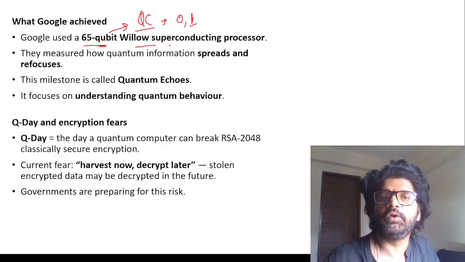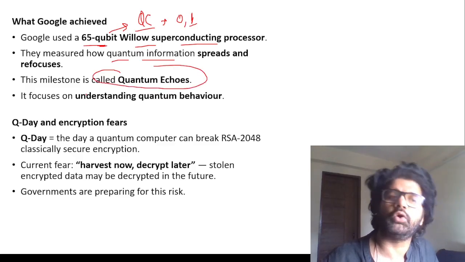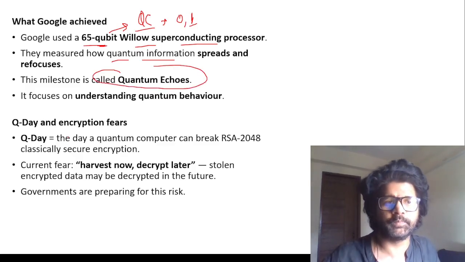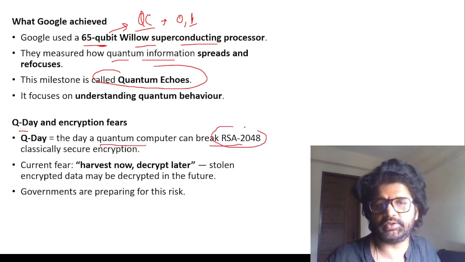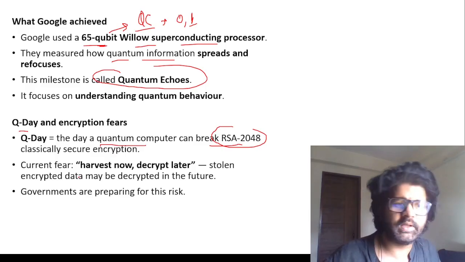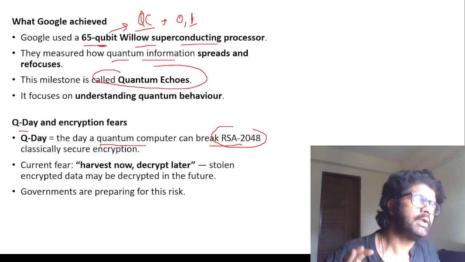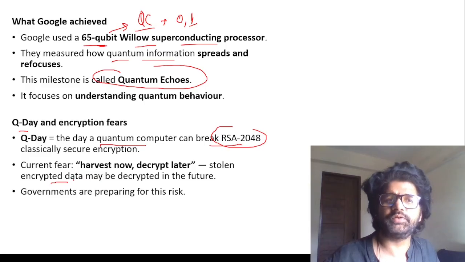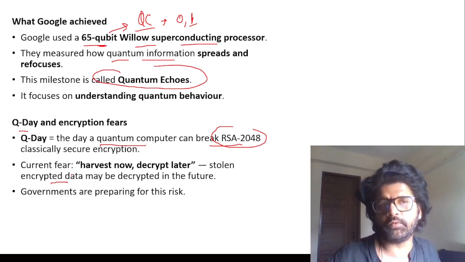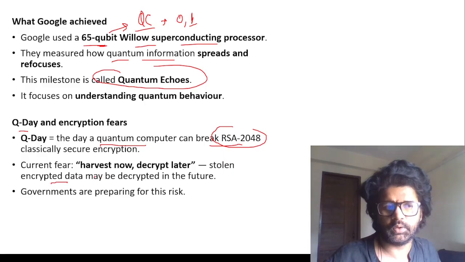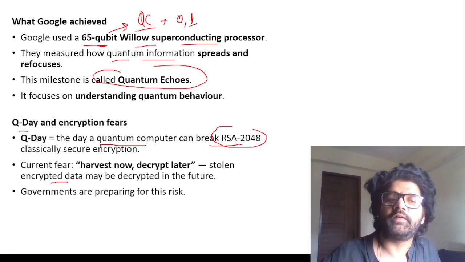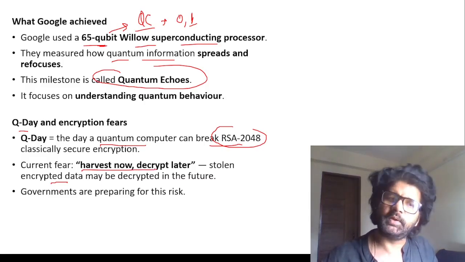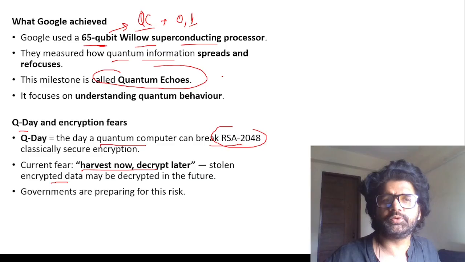Remember these terms. Willow superconducting processor: they measure how quantum information spreads and refocuses. This milestone is called quantum echoes, how the data is going back and forth. Q day is the day when a quantum computer will break our current encryption system, the RSA encryption system. What is happening right now is people are stealing encrypted data, because they feel that later on quantum computers will become powerful enough to break open and decrypt this data. That is known as harvest now, decrypt later. Collect the information now, and decrypt it in the future when quantum computers become powerful enough.